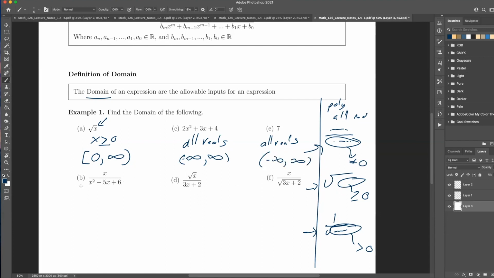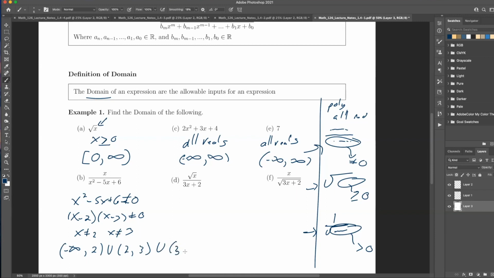Here, I have a rational, so what's down on the bottom cannot equal 0. So here I'm going to set this plus 6 cannot equal 0. And solving for something that can't equal 0 is just as easy as solving for something that does equal 0. You just change what the rules are. So here I just factor this. So this would be x minus 2, and this would be x minus 3, cannot equal 0. So that means x cannot equal 2, and x cannot equal 3. In interval notation, this would just be from minus infinity to 2, union 2 to 3, union 3 to infinity.